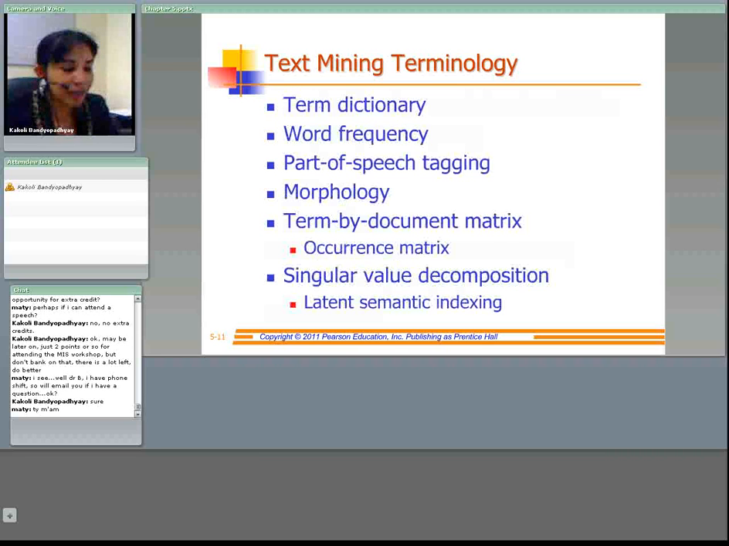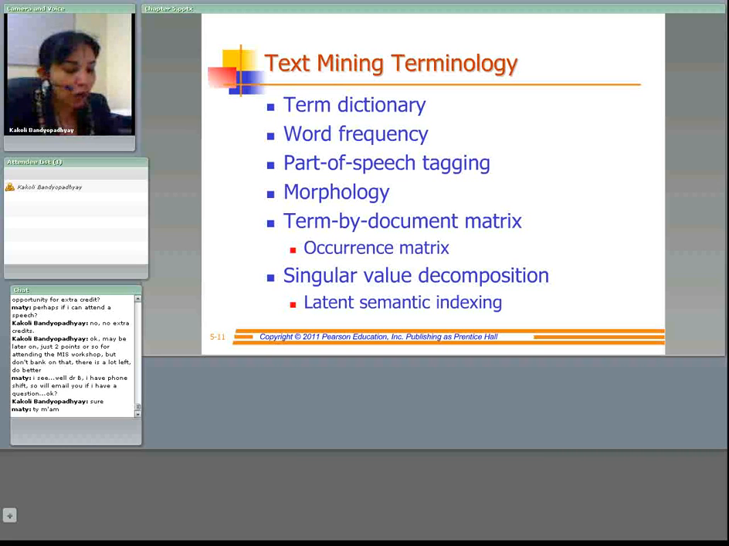Word frequency is the number of times a word is found in a document. Part of speech tagging, that's marking up words in a text as nouns, verbs, adjectives, etc. So it's marking up words in a text as which are the nouns, which are the verbs, which are the adjectives, etc. Morphology, that studies the internal structure of words.